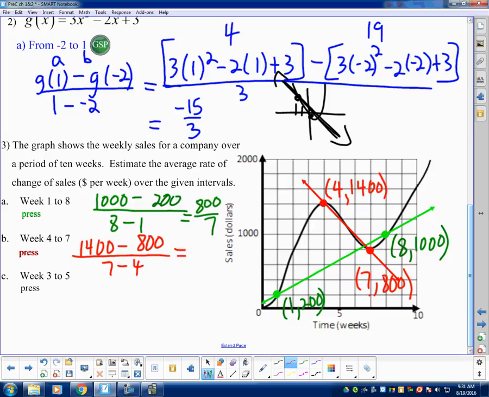So that's 600 over 3, which reduces to 200 as my average rate of change. And the final one, from week 3 to 5. You'll see from week 3 to 5 I have no rise, and so my rate of change would be 0.